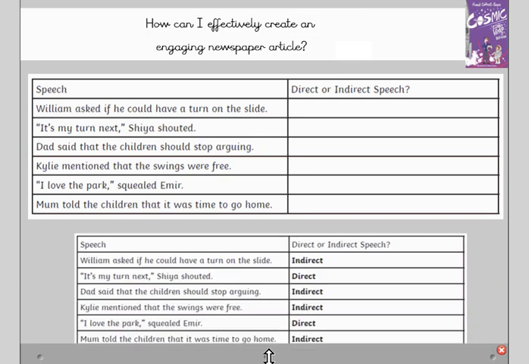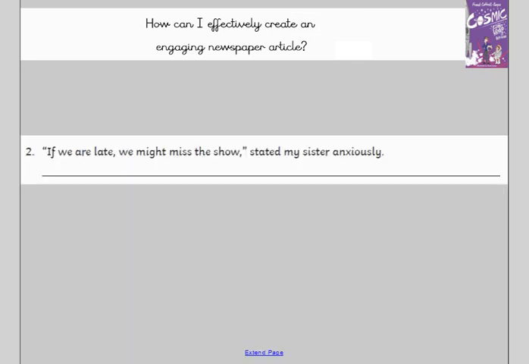Okay, there are your answers for those. So double check those. Make sure you've got those with you there. And the next thing, I've got some direct speech here. I know it's direct speech because I've got inverted commas to show exactly what we said. Now, what I want to think about is how could I turn that into indirect speech? So not exactly what it said, but if I wanted to report it without saying that, I might use the sentence. So if we were late, we might miss the show, stated my sister anxiously.